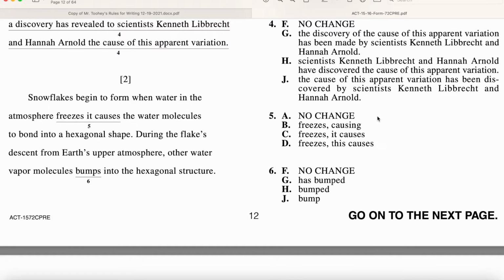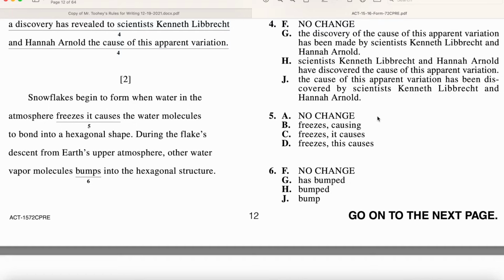What about D? Snowflakes begin to form when water in the atmosphere freezes. Yeah, that stands alone. That's the same. This causes the water molecules to bond into a hexagonal shape. Does that stand alone? Oh, that does. That stands alone. It's very similar to C. So is B. Yeah, let's double check.